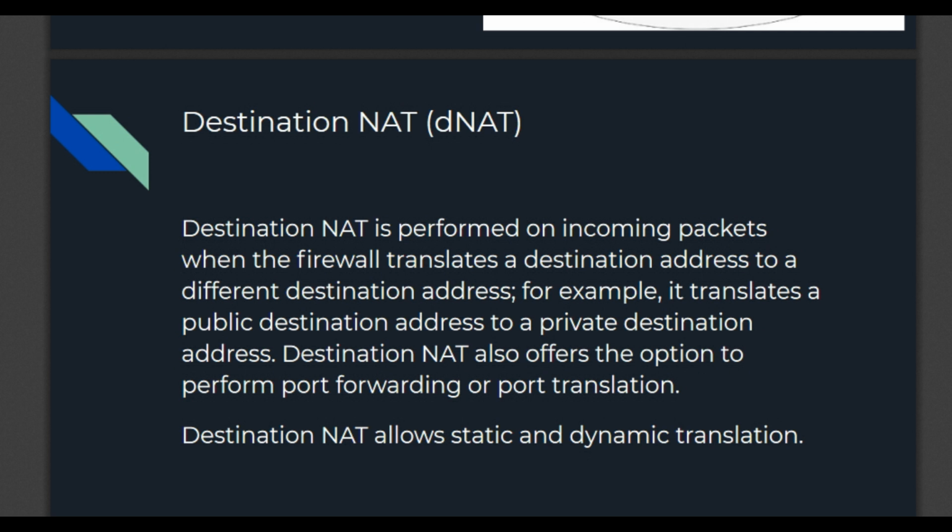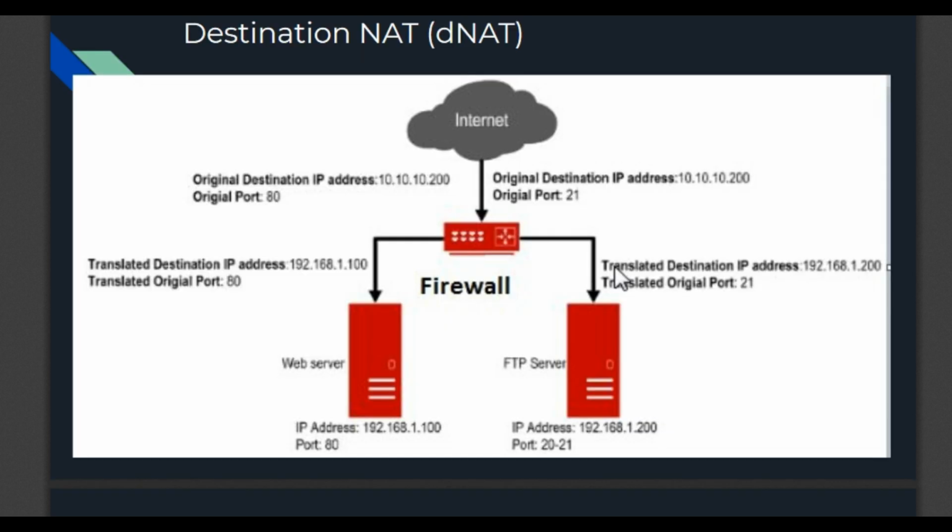Here is an example of destination NAT operating on a port basis, which we are going to discuss. The most common use of destination NAT is when you have a server on your internal network that you want to allow access to from the internet. As per the diagram, the client can access both the web server and the FTP server by using the IP address 10.10.10.200, and the address will be translated to the internal address depending on which TCP port the user uses in the request.